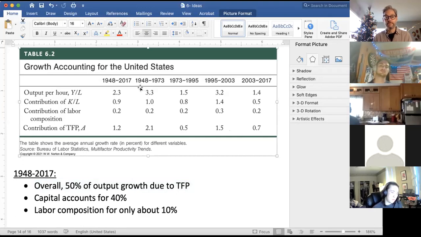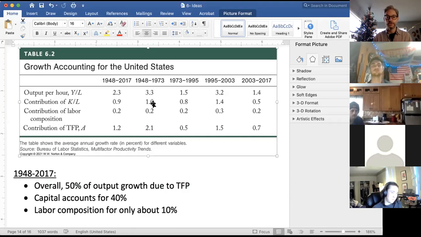For instance, the period 1948 to 1973, notice how much faster growth was in this period. This was the post-war era, right? So in the post-war era, notice that output per hour went up from 2.3% to 3.3%. Why did it go up? Almost entirely because of higher productivity.